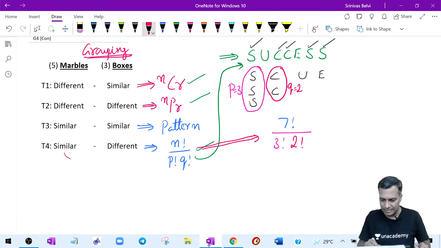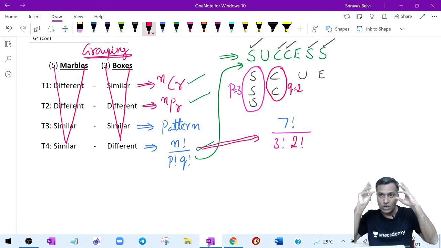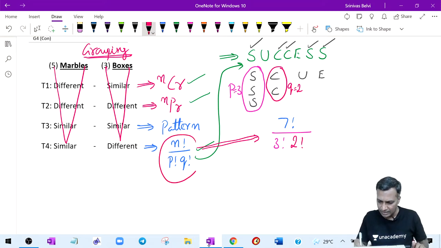One way of understanding similar to different is, how many ways 5 similar marbles can be put in three different boxes. One way of understanding the concept hidden behind this grouping is N factorial divided by P factorial, Q factorial.